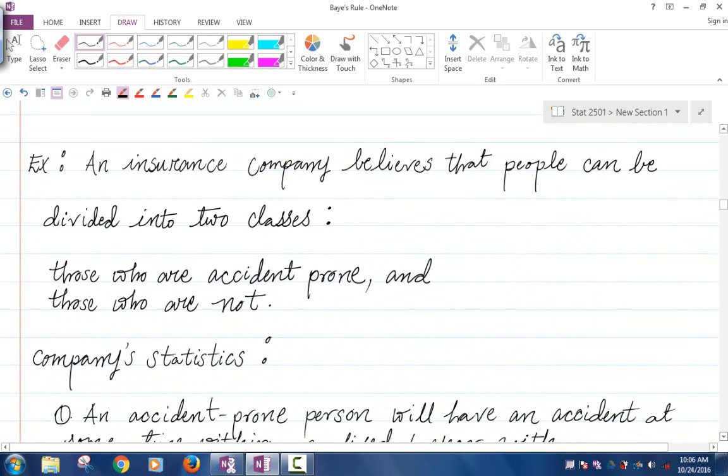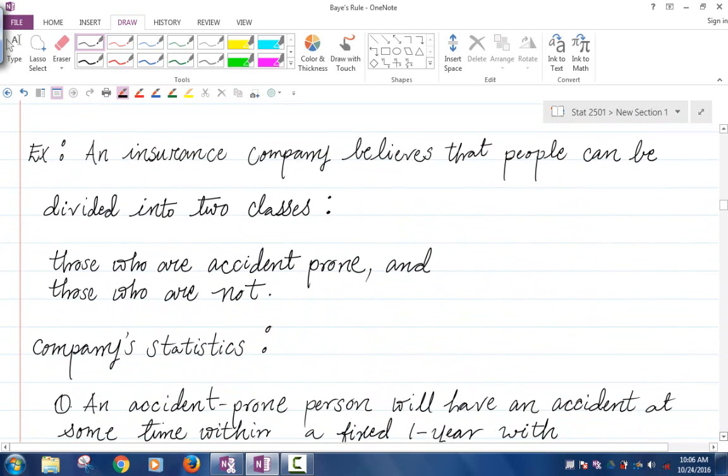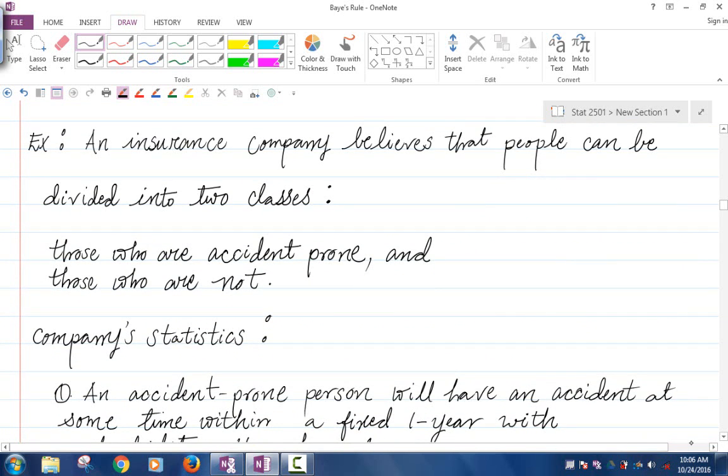All right, so let's look at another example. Let's say there is an insurance company, and the insurance company believes that people can be divided into two classes: those drivers who are accident prone and those who are not accident prone. Apparently, if your age is above 25 and you are married and you have a child, then you are in the second category.